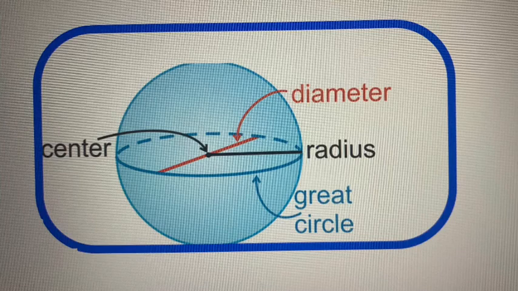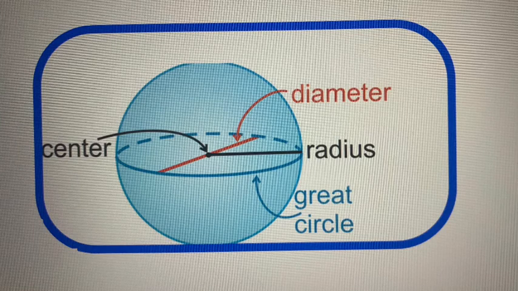Now remember, the axis would be going right through the middle that we call the center. The diameter is going to be the width of that semicircle, and the radius is going to be from the midpoint to the outside edge of the sphere. Going all the way around, we're going to call that the great circle, and that's the circumference of our sphere.